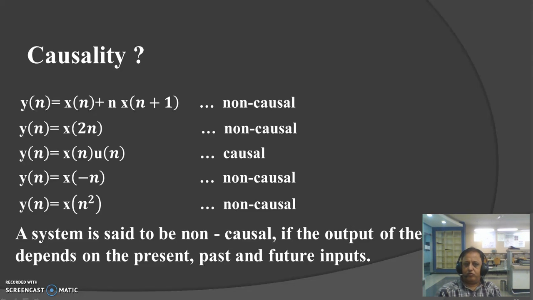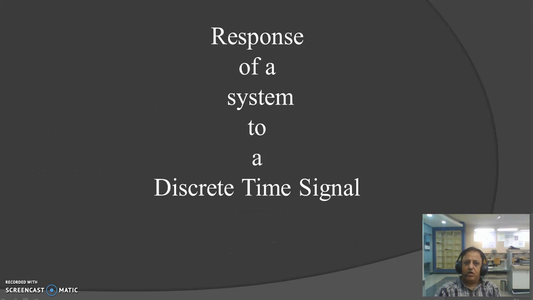So here, what you have to see is that signals which exist for n equal to 0 and n greater than 0 are causal, and those for n less than 0 are anti-causal. Therefore, if you have signals which depend on past, present, and the future, that means on the left hand side as well as on the right hand side, then they are called non-causal systems. Now, having understood these properties, we would then go on to understand the response of the system to a discrete time input signal. Thank you very much.